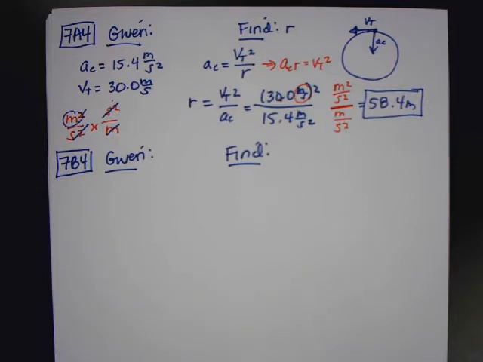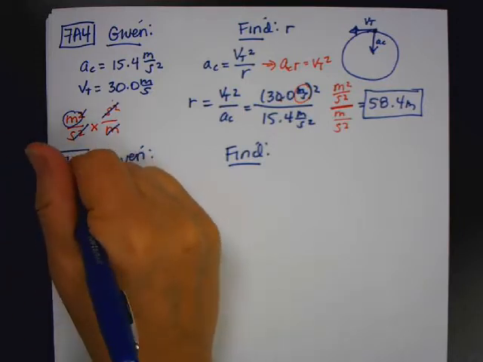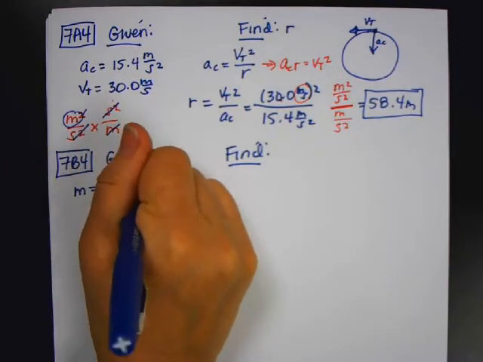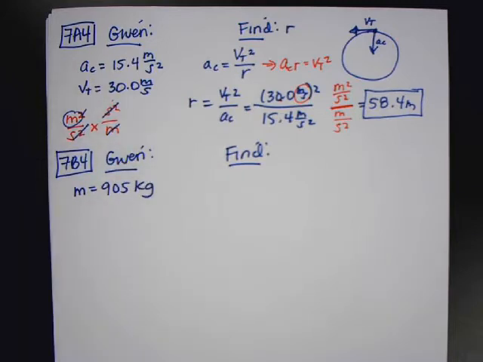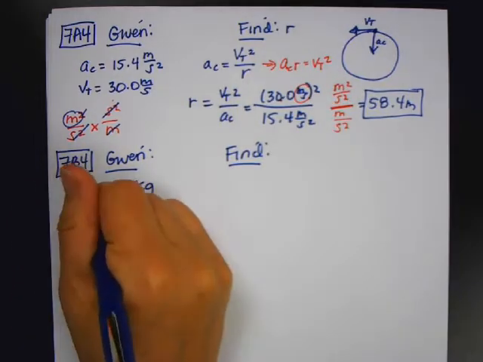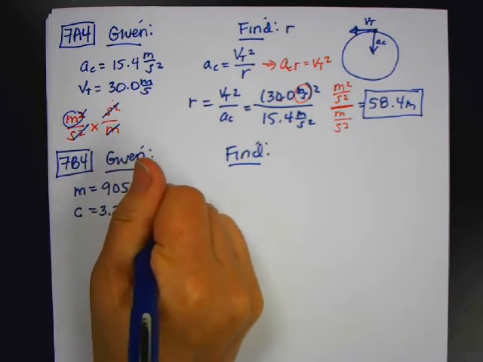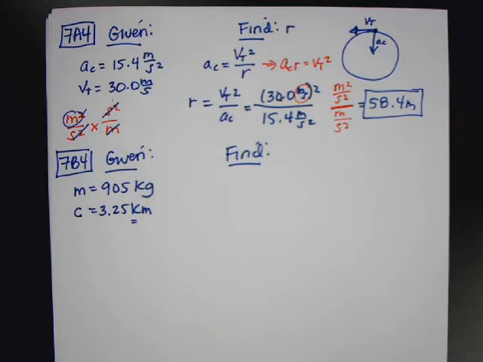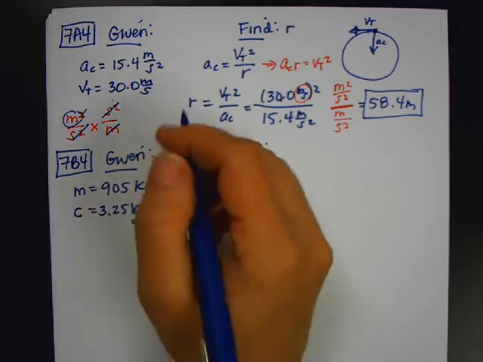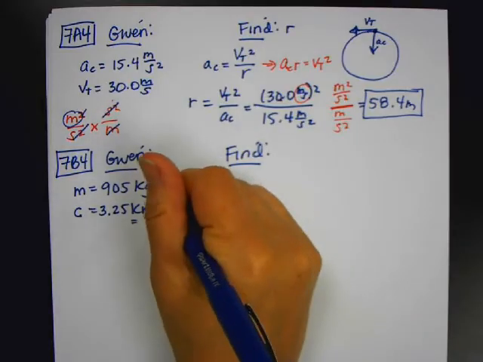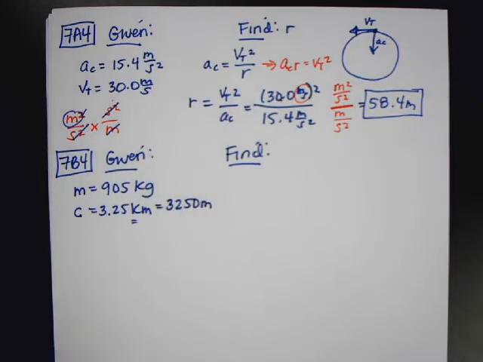So it says a 905 kilogram car. So kilograms is the mass. Travels around a circular track with a circumference of 3.25 kilometers. So the first thing I'm going to do is write what I'm reading. Circumference is 3.25 kilometers. Now, I know I don't want to do stuff in kilometers. So I'll do it right off and convert my kilometers to meters, 3250 meters. Kilo is a prefix that means 10 to the 3, so I just moved it over 3 places.